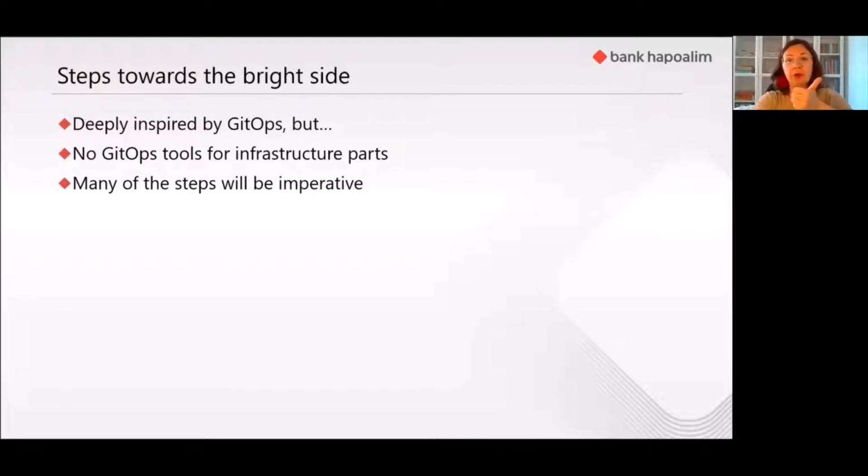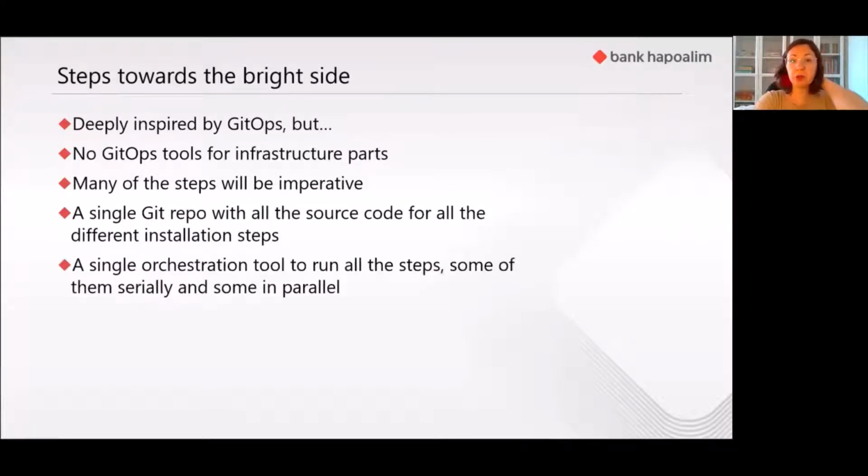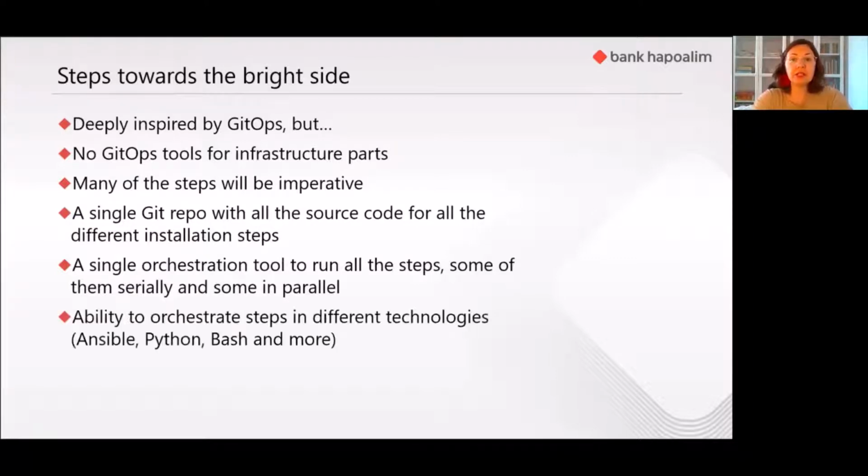We're going to need a single Git repo with all the source code for all the different installation steps so that we can all look in the same place. We need a single orchestration tool to run all the steps, some of them serially and some in parallel. We will also need the ability to orchestrate steps in different technologies, Ansible, Python, Bash, and even more, because people had different skills at their everyday work, and we wanted to preserve that flexibility. The orchestration tool must have tight integration with Git, as the desired state of the different products was already in Git managed by ArgoCD.